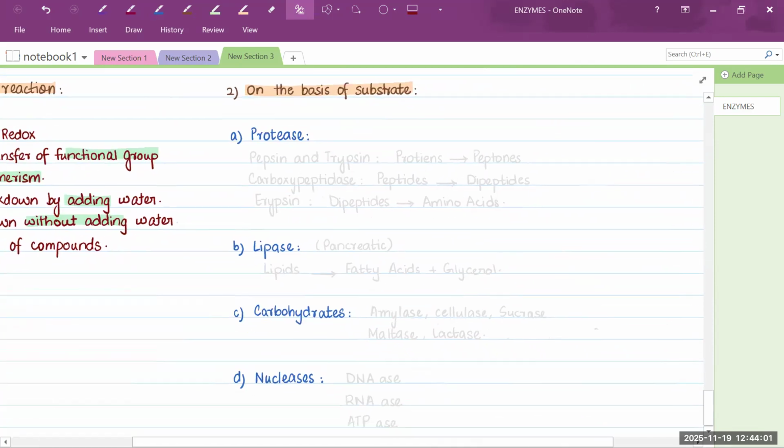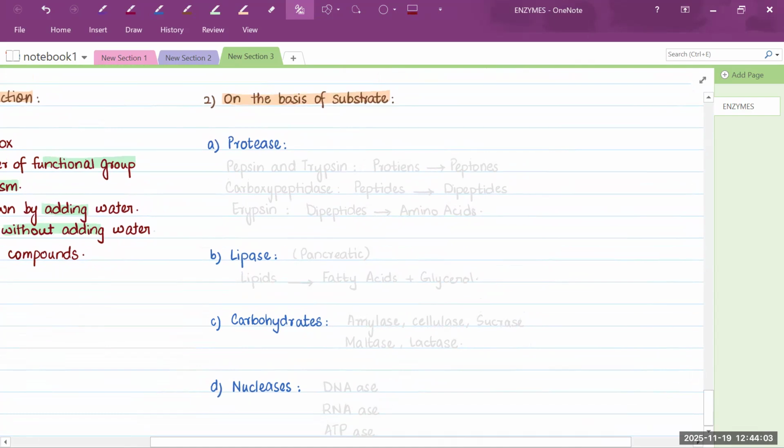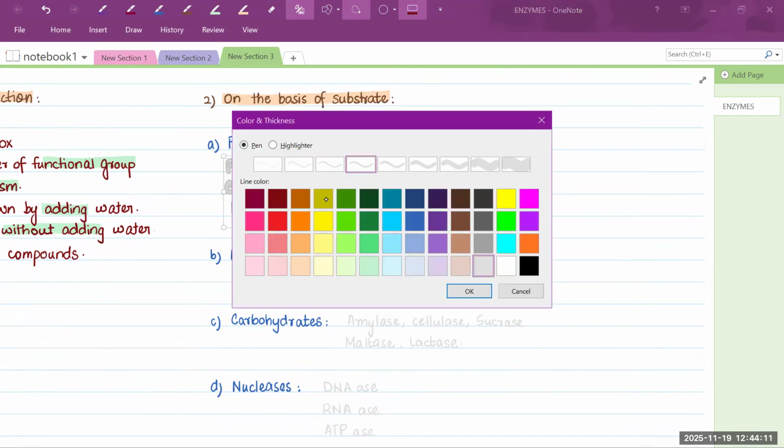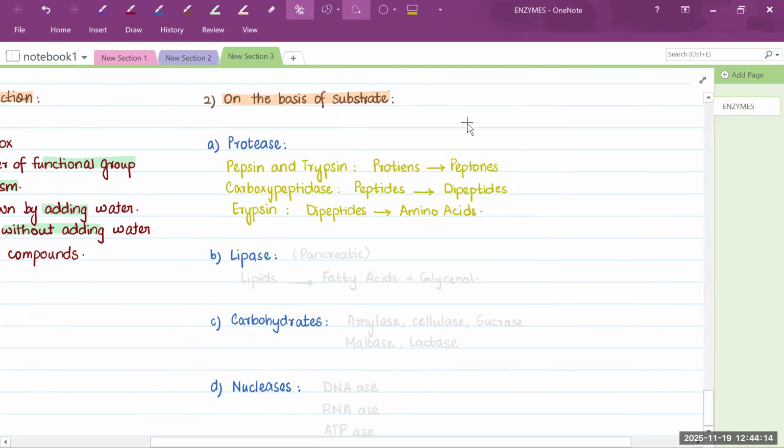Moving on, on the basis of substrate, proteases act on proteins, right? We all know that. So there are three or four types of proteases. These we need to remember. For example, pepsin and trypsin have the same function. They are used to convert proteins to peptones. Okay, you need to remember these peptones are also known as peptides, right? Small polypeptides are also known as peptones.